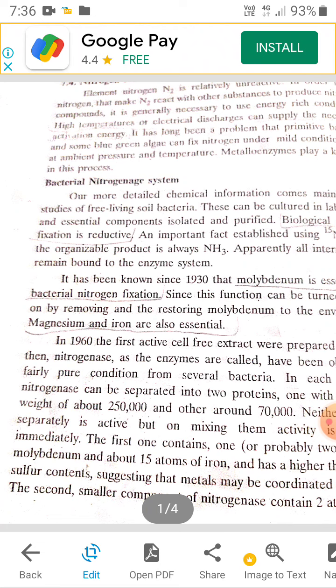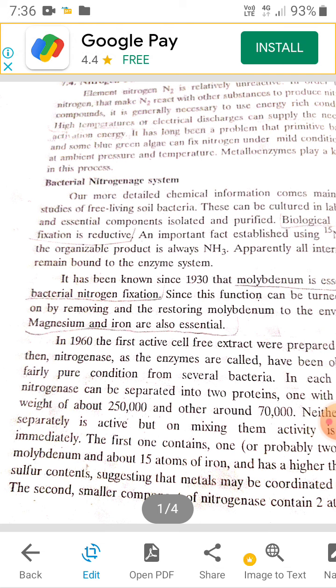These are usually found in the buds of beans. Beans contain the rhizobium enzyme which fixes nitrogen. Bacterial nitrogenase system. In the bacterial nitrogenase system, we have important N15.